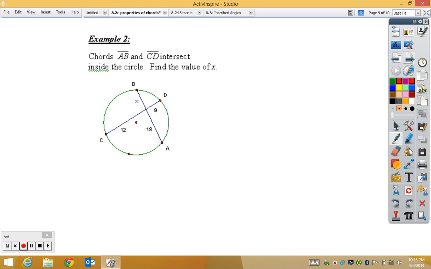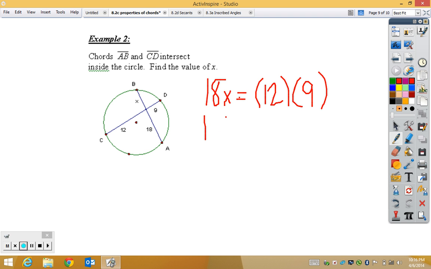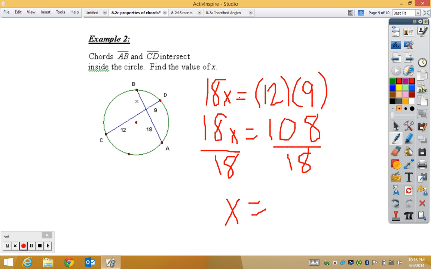So we have chords AB and CD that intersect inside the circle. We want to find the value of x. To do that, we set the products equal to each other. The product of the two segments in AB is 18x. And then we set that equal to 12 times 9. So 18x equals 108. Divide both sides by 18. We find that x equals 6.